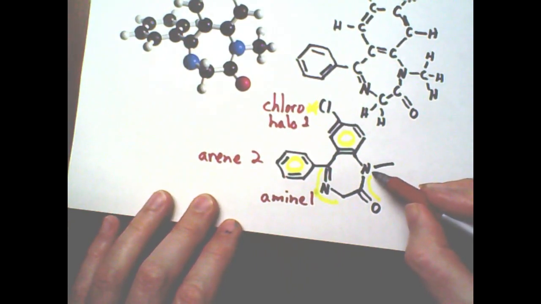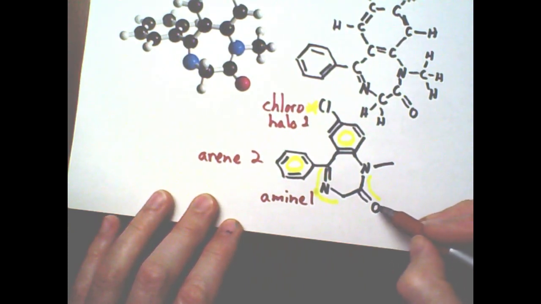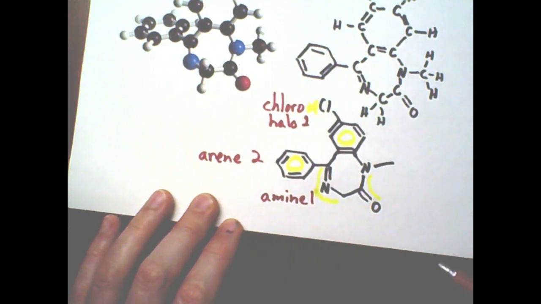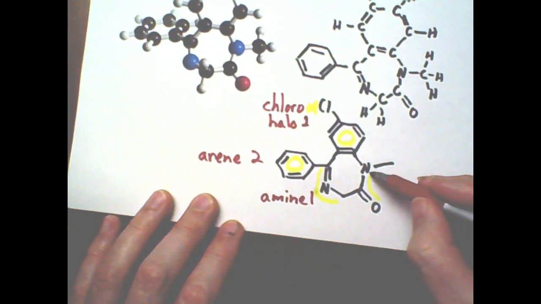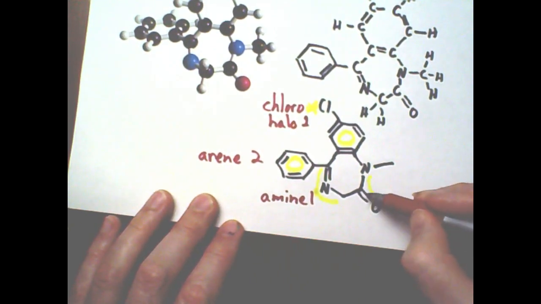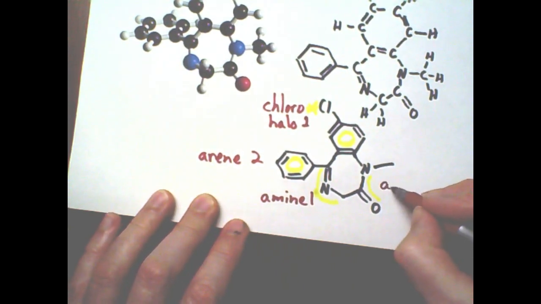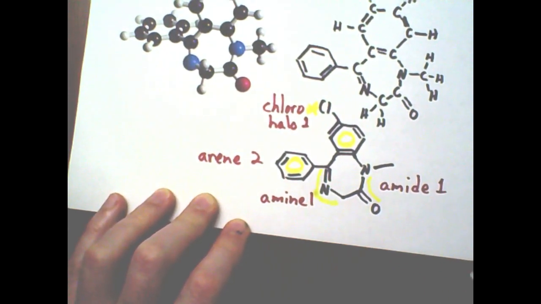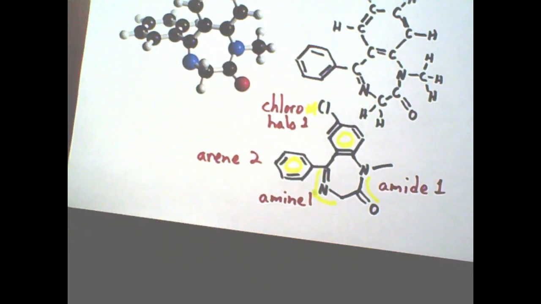Here, we've got a nitrogen connected to carbons. It's also connected to an aromatic ring, so that could give it one name, but we're going to take this side of it that we know. It's connected to a carbon double bonded to an oxygen. That makes it an amide. We've got one of those, and it takes care of both the nitrogen and the oxygen in that functional group.